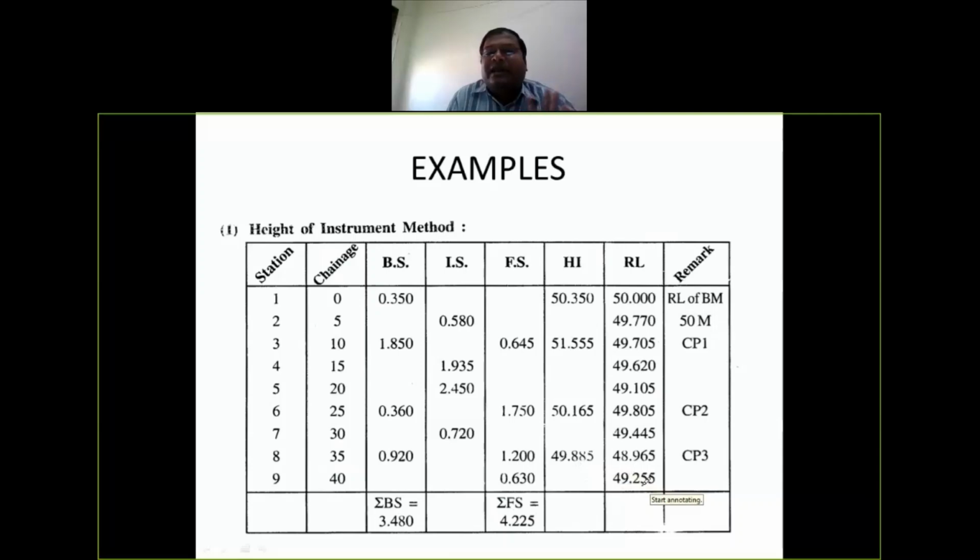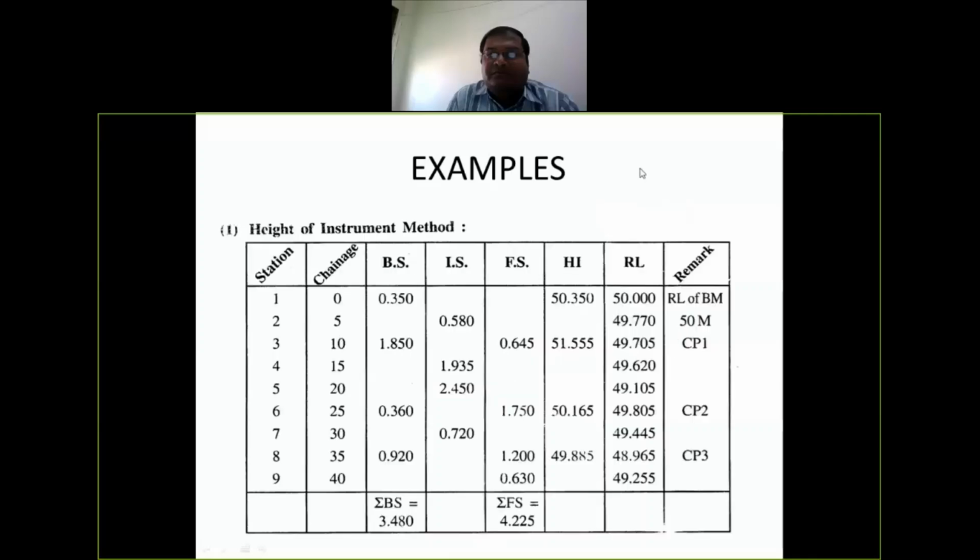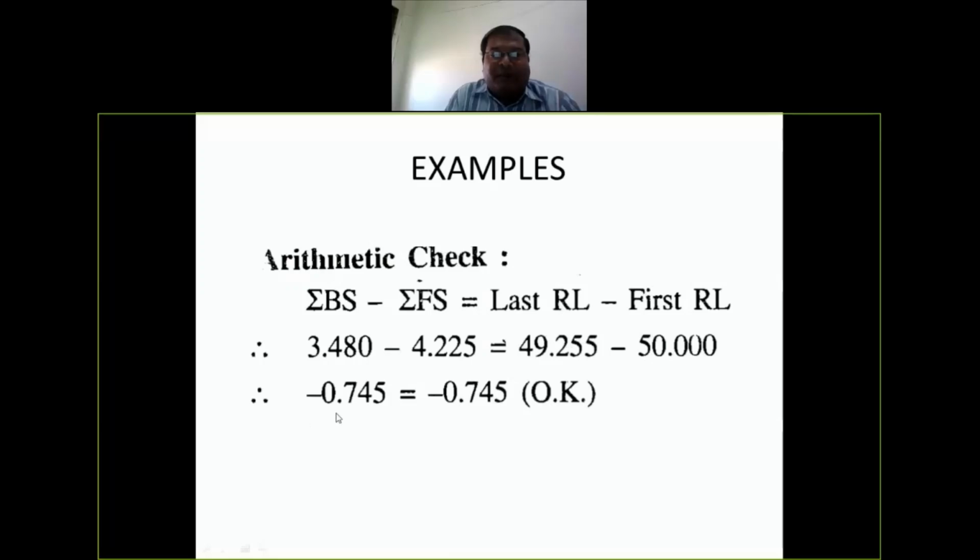So you can see very simple calculation. Now, what you have to do, you have to do the check. You can see arithmetic check, summation BS minus summation FS equal to last RL minus first RL. Summation BS you know, summation FS, what is your last RL? You can see this is your last RL and this is your first RL. So by this way you have to just compare left hand side is equal to right hand side, minus 0.745 is equal to minus 0.745, both the sides you are getting same answer, so your example is correct. If you are not getting the same here, then some mistake you have done in your calculation, so you have to just check.